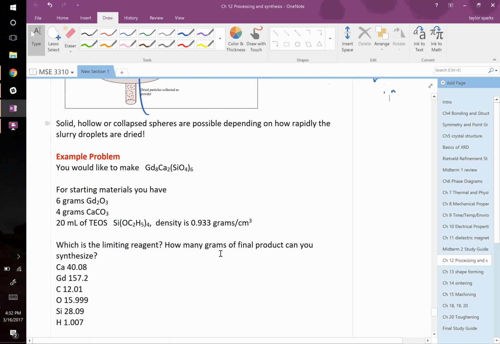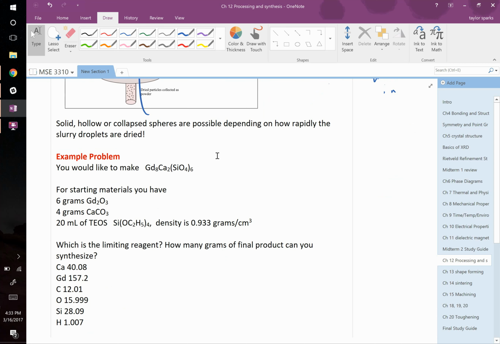So the question I have for you is, I want you to make me this compound, Gd8Ca2(SiO4)6, and there's 6 of those units, right? This is an apatite structure. Just like the hydroxyapatite that they use in your bone, this is a similar type of structure. This is not the ones that they use as artificial bone, but it's a similar type of structure.